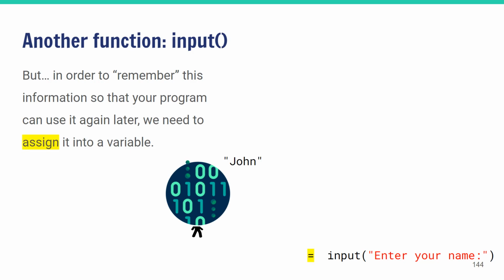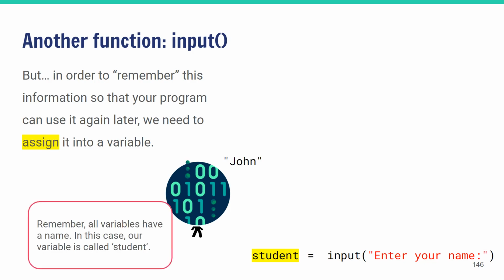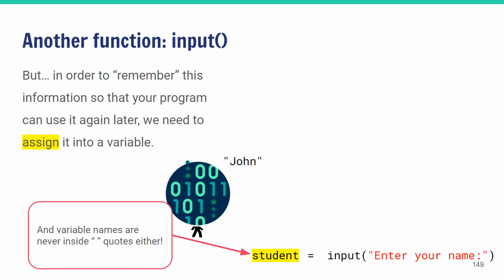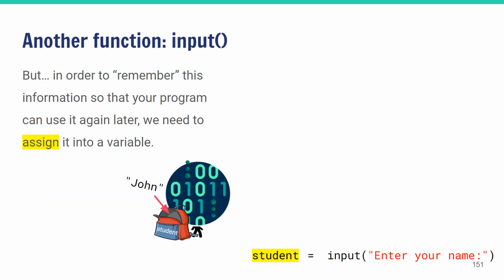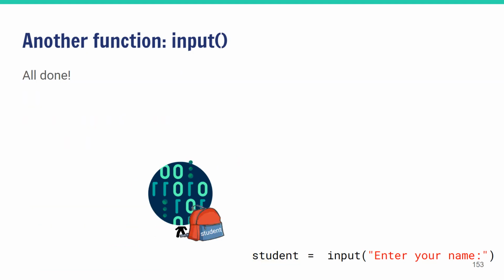This is where we use the equal sign and then a variable on the left-hand side, which will take the value that was returned by the input function and assign it into that variable. Notice once again, variables do not have brackets afterwards, so you know that student is a variable, and also because it is on the left-hand side of the equal sign. And the variables also don't have quotes around them either. So John goes into the variable called student, and then your program can continue on its merry way.